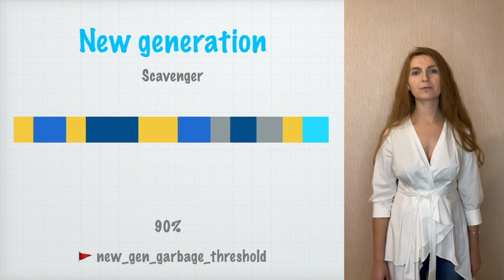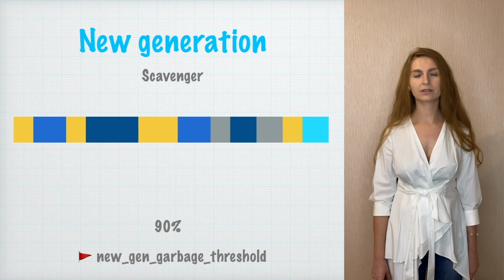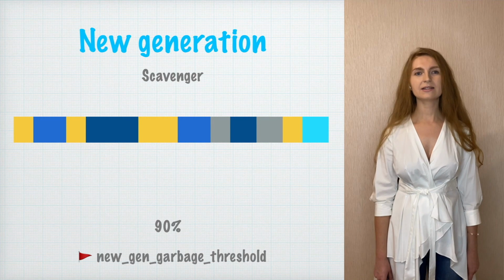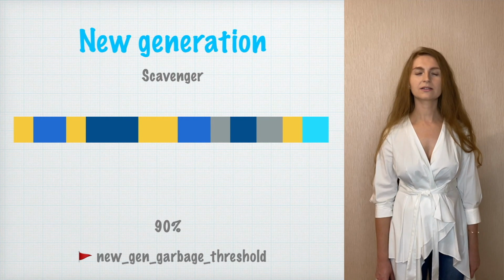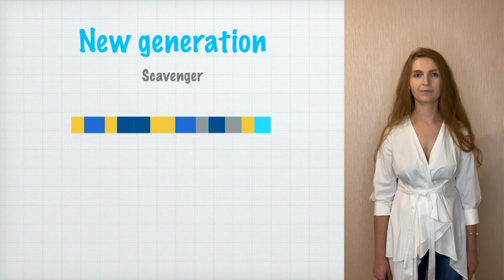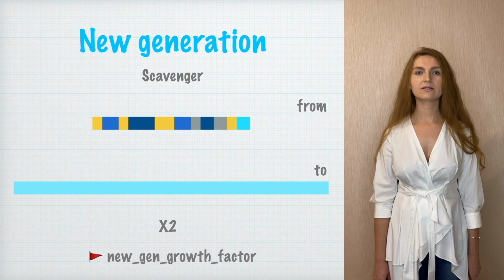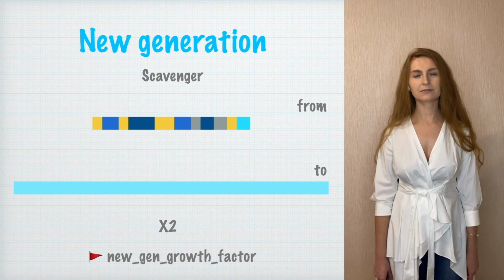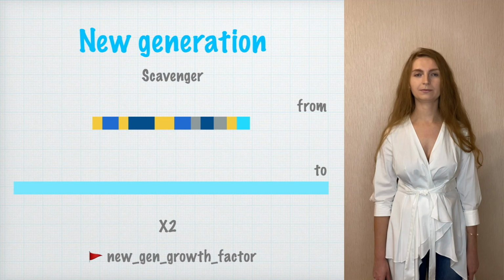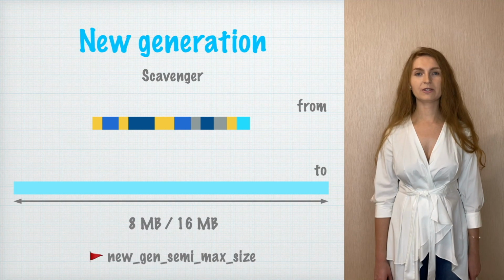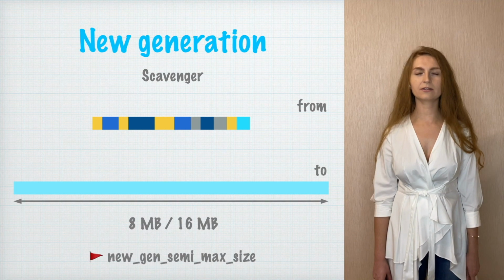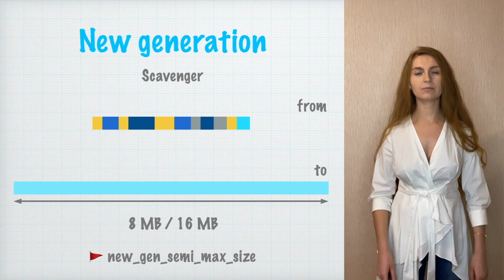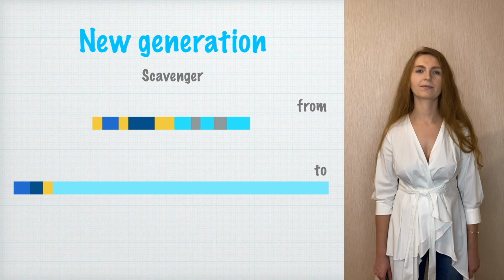If the expected garbage percentage is under a certain value, it means we had too many survivors during the last collection. This value is defined with this flag, the default value for which is 90%. As a reaction, the new to-semispace grows compared to the previous size by this flag value. The default is 2. The maximum semispace size is regulated by this flag, the default value for which is 8 or 16 megabytes, depending on the device architecture.